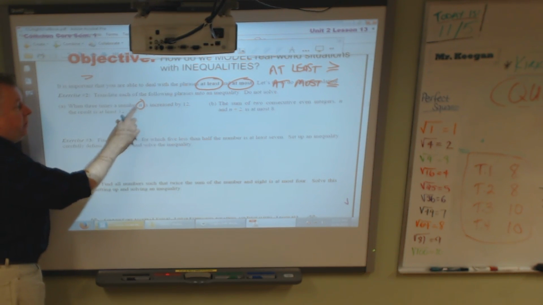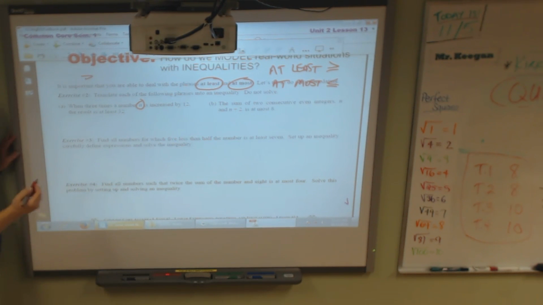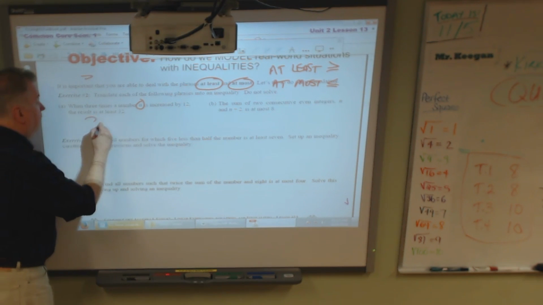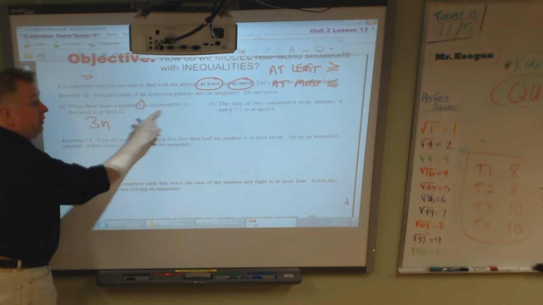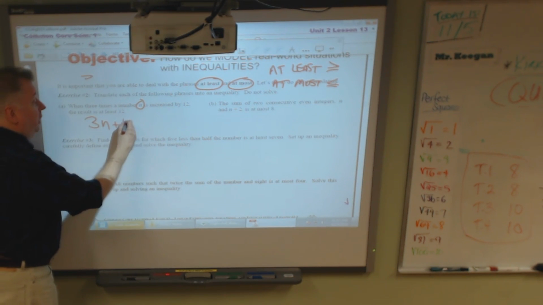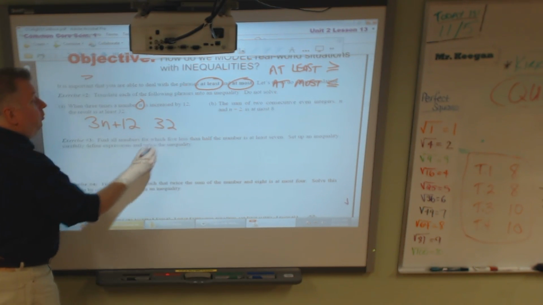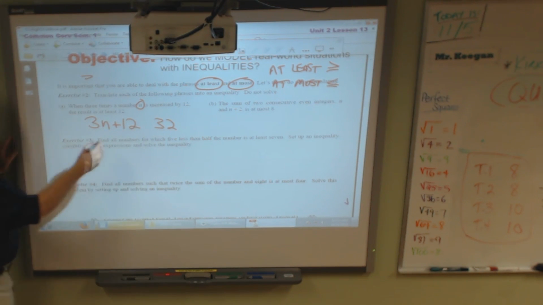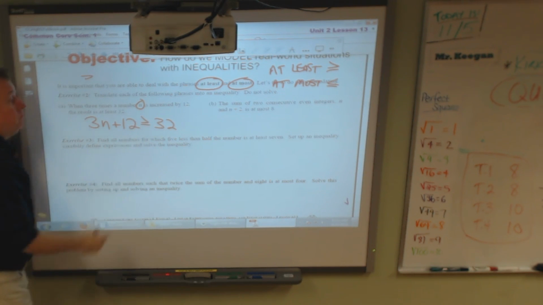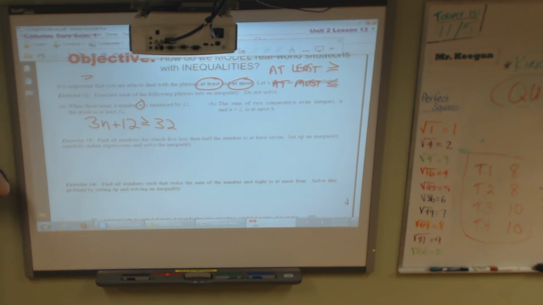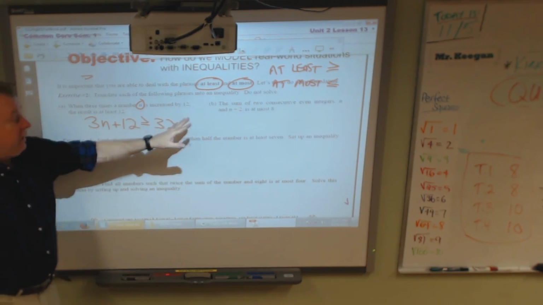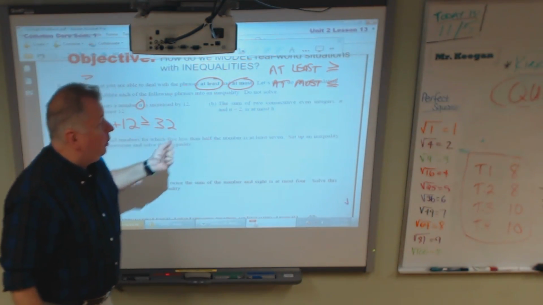3 times a number n. So 3 times n. How do I write that? 3n is increased by 12, plus 12, minus 32, is at least 32. Greater than or equal to 32. Now you don't even have to solve it, okay? Guys, just remember, the key is to find your x and work backwards from there, okay?